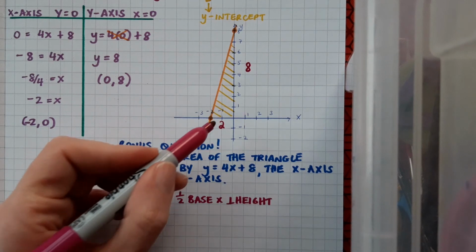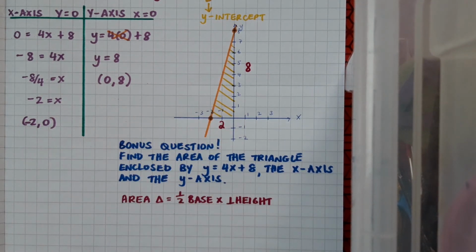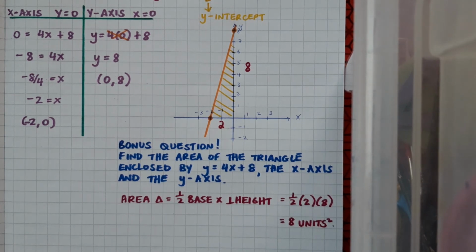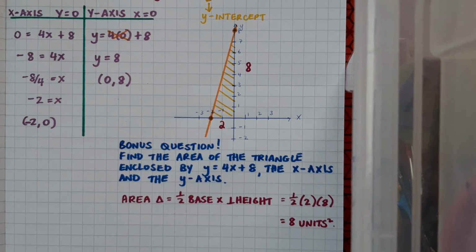And again, notice that even though I'm going off into the negative side of my x-axis, I still give a positive value for that distance. So I'll calculate as a half times 2 times 8. My answer is 8 units square.